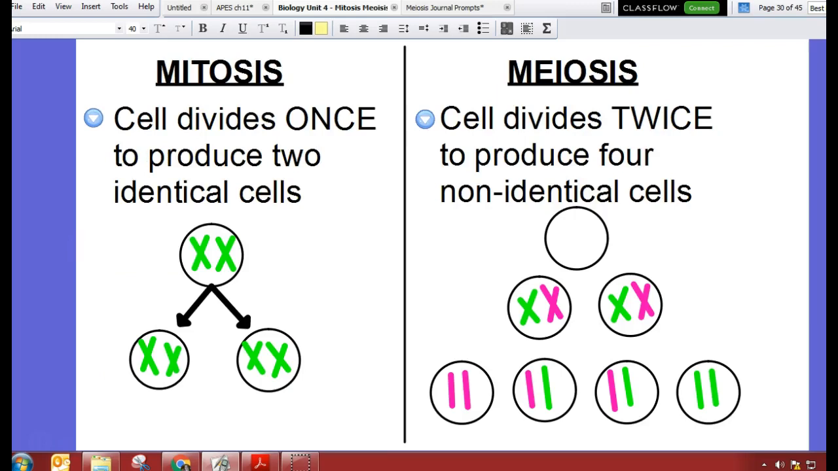All right, in mitosis, the cell divides once, so it splits in half once, and it makes two cells, and those two cells are identical. Okay, they're exactly the same. So if a skin cell is going to divide, it's going to make two new skin cells that are exactly the same. In meiosis, the cell is going to divide twice. So it's going to split in half once, and it's going to split in half again. And the cells that it makes are not identical.